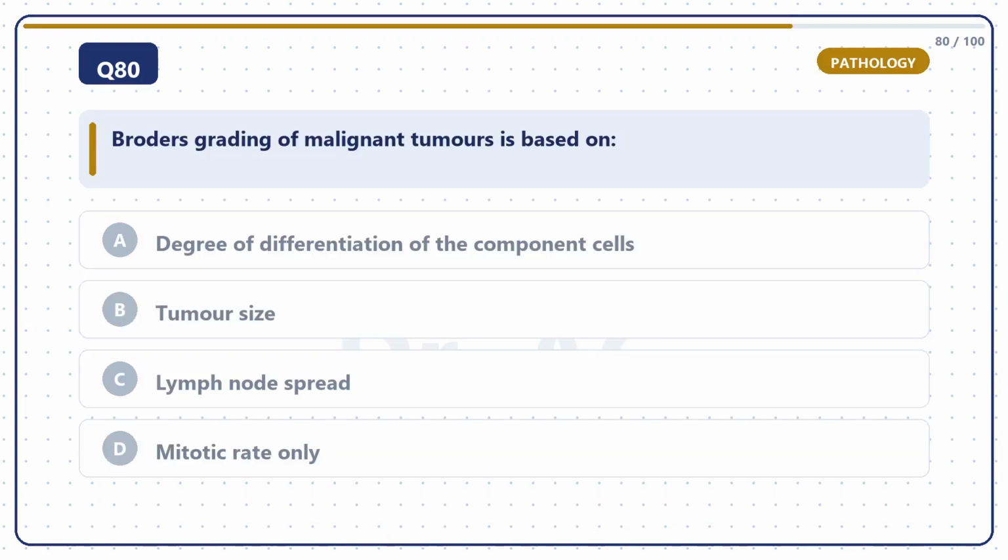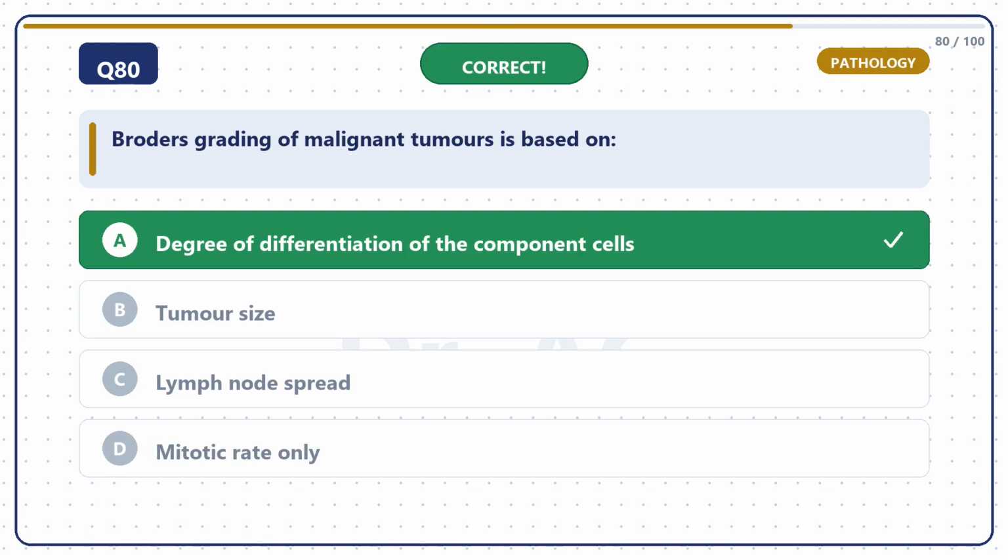Question 80. Broder's grading of malignant tumors is based on. Option A, degree of differentiation of the component cells. Option B, tumor size. Option C, lymph node spread. Option D, mitotic rate only. The correct answer is option A, degree of differentiation of the component cells.